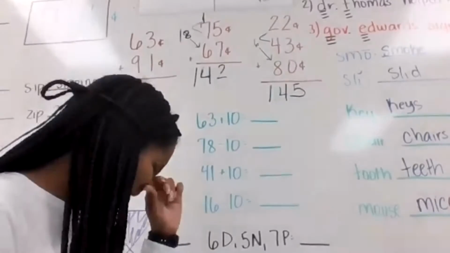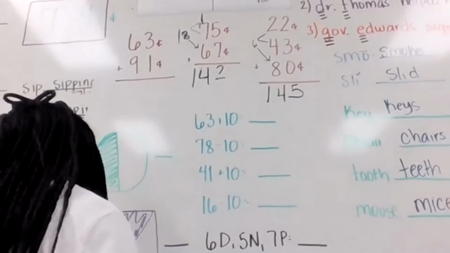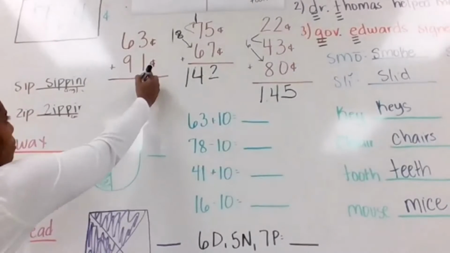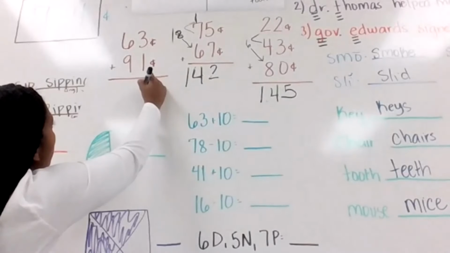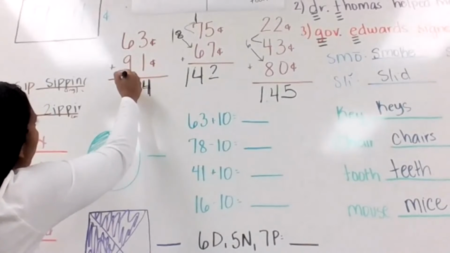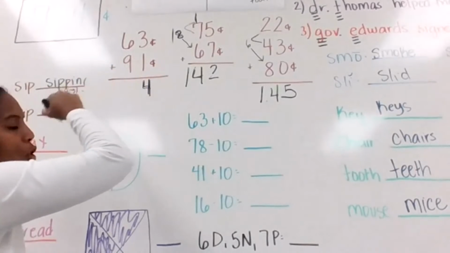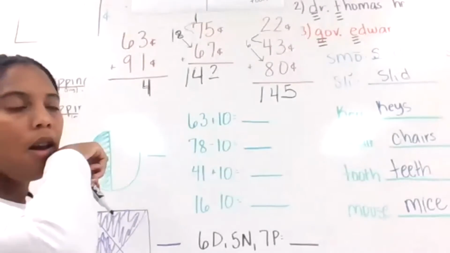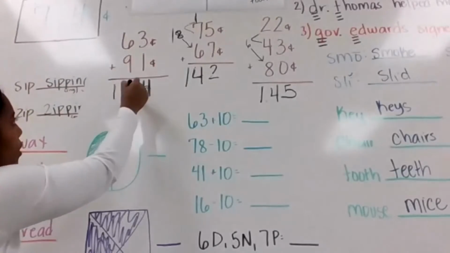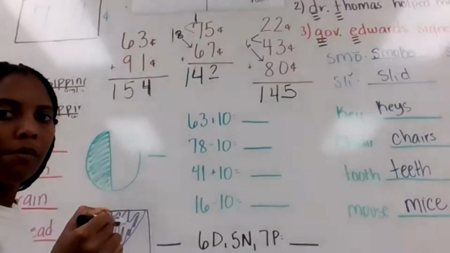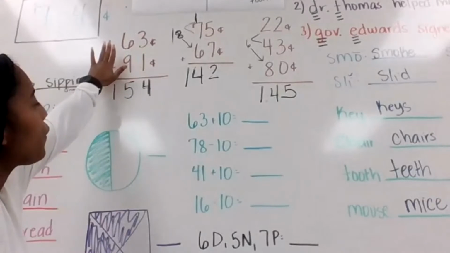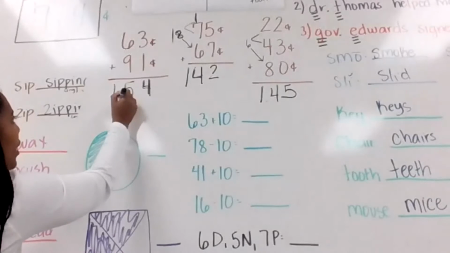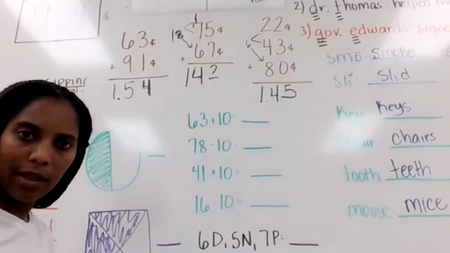Okay, Solomon. 3 plus 1 is 4. 6 plus 9 is 15. So how do I show 15? Put a 1 and put a 5. Yep, correct. So anytime your front numbers are higher than 9, you just bring it down. 154, or since it's money, it's $1.54.